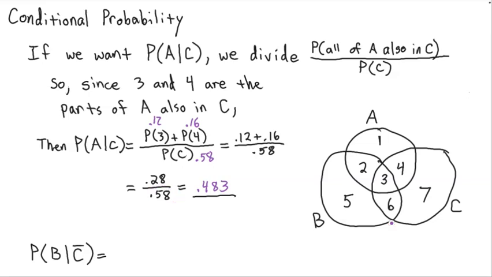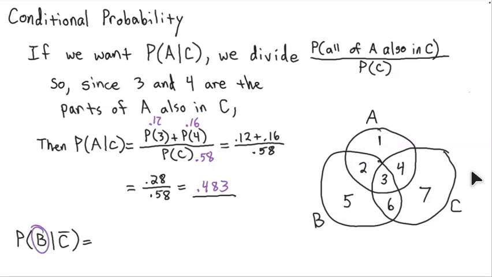What we're always going to put in the denominator is the probability of this second letter here, okay? So let's try this one down here. This is the probability of B given the complement of C. The first thing we need to identify is what the complement of C is. Well, that's everything that's not in C. So that's 1, 2, and 5. The complement of C is 1, 2, and 5.